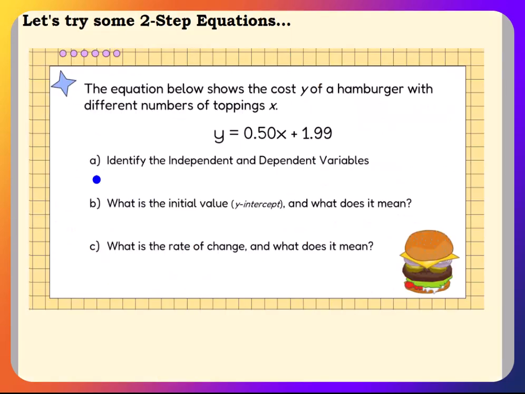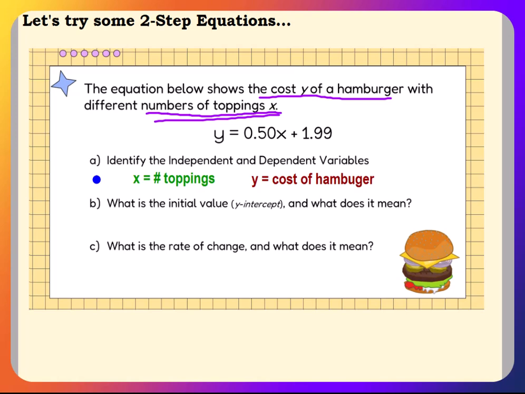So now let's talk about two-step equations. So first, the equation that you see here shows the cost y of a hamburger with x different numbers of toppings. So you have to identify that independent and dependent. We're looking for cost. This is the total cost of a hamburger. That's your y. And then the number of toppings is your x. So x, independent, is the number of toppings. The total cost of the hamburger will be your y, your dependent.